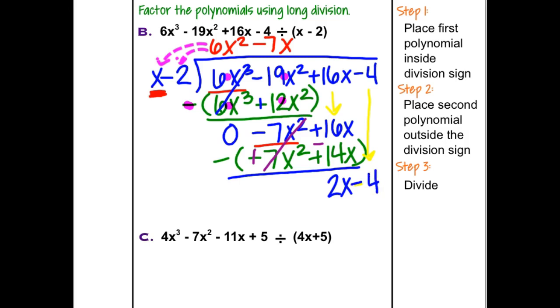and then I start again. So what do I have to do to x to make 2x? Well, I have to multiply by 2. So then I distribute through. 2 times x is 2x. 2 times negative 2 is minus 4. 2x minus 4 minus 2x minus 4 gives me 0. That means that my solution is 6x squared minus 7x plus 2.